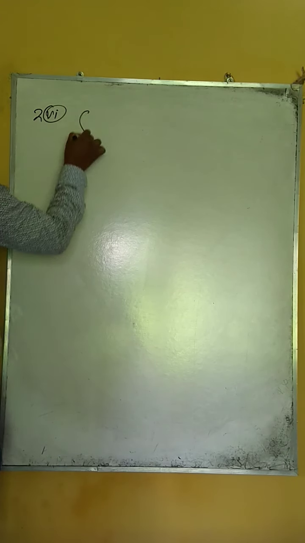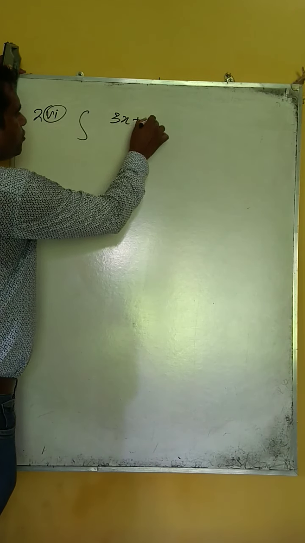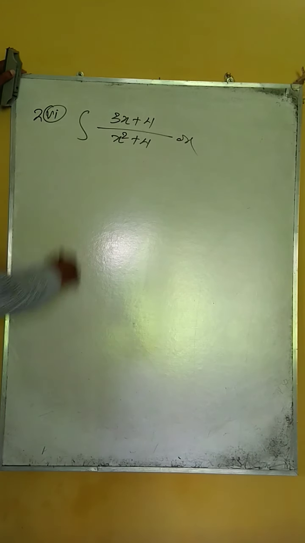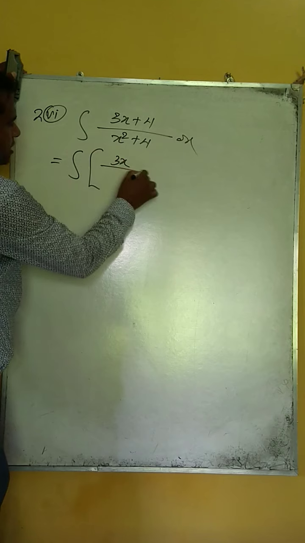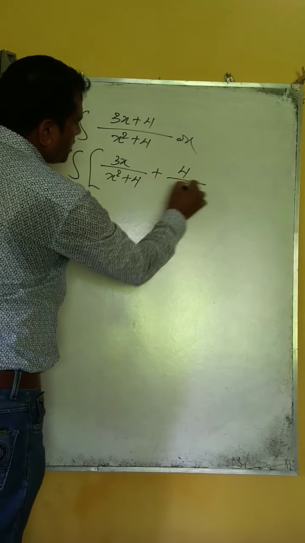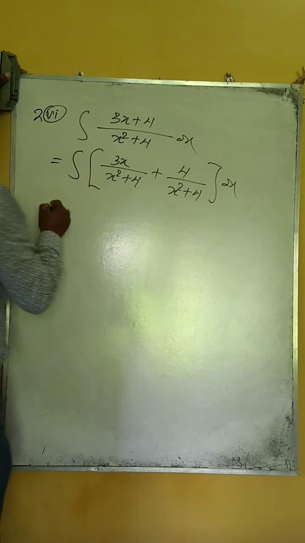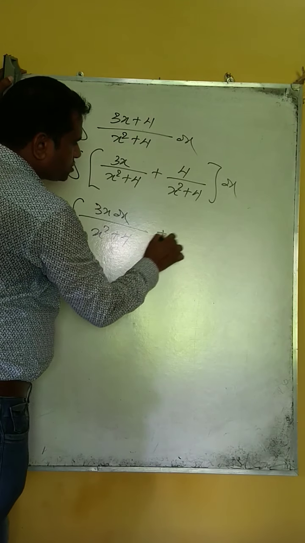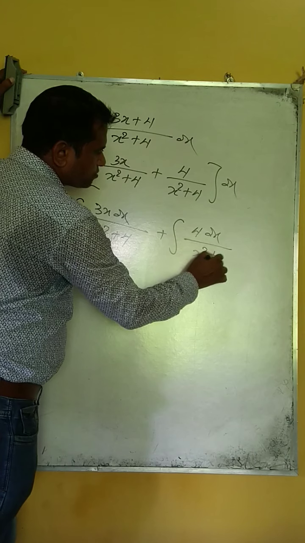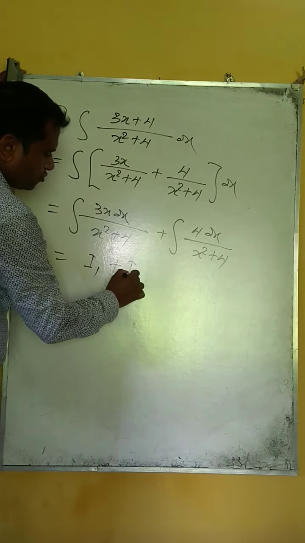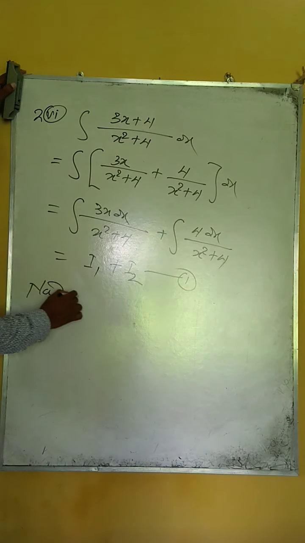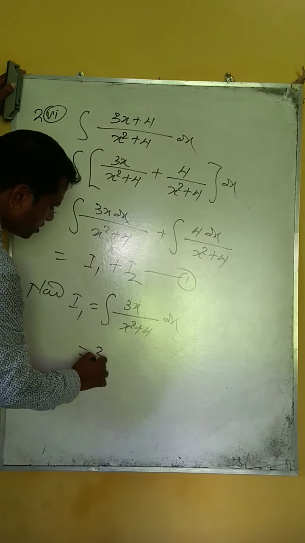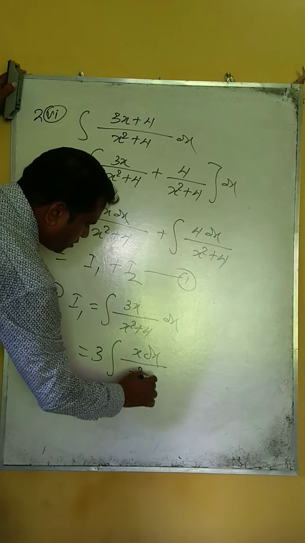B number I: integral 3x plus 4 divided by x square plus 4 dx. Now we separate it: integral of 3x by x square plus 4 plus 4 by x square plus 4, whole dx. That we call integral 3x dx by x square plus 4 plus integral 4 dx by x square plus 4, I1 plus I2. Now I1 is equal to integral 3x by x square plus 4 dx, which is 3 integral x dx divided by x square plus 4.